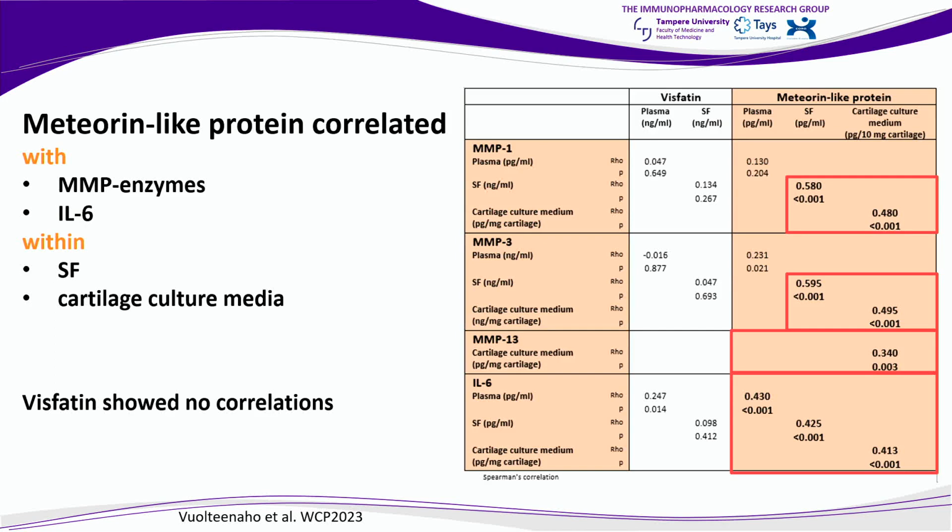We then also analyzed whether these adipokines correlate with MMP enzymes and IL-6, which are both related to the pathogenesis of osteoarthritis. We could show that Meteorin-like protein is correlated with MMP enzymes and with IL-6 within synovial fluid and within cartilage culture media, while visfatin showed no such correlations.